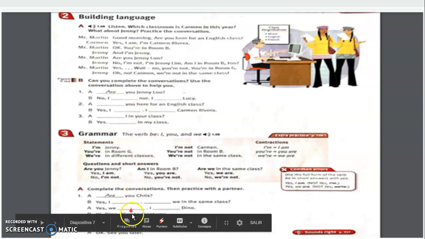Below you find another sample of using the verb to be. For example, are you Chris? Yes. In this case, yes, I am. And here the verb to be is used in plural. Why? Because we have the pronoun we. In this case, are we in the same class? Yes, we are. And continue to use the verb to be in questions.